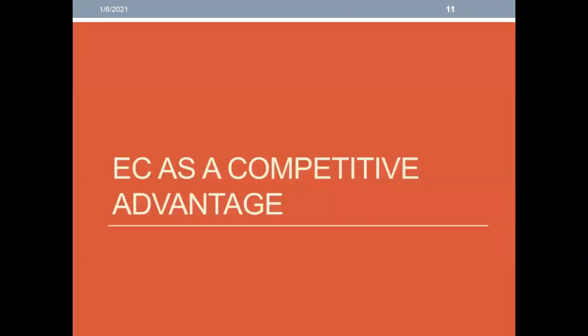So, to obtain a competitive advantage, how we gain an advantage by using e-commerce technology and get ahead of other organizations. That is the ultimate idea of this topic I am discussing. In order to discuss how to use e-commerce as a competitive advantage, first we have to discuss some other terms. The first one is competitive strategy.